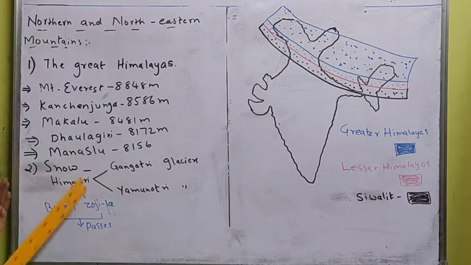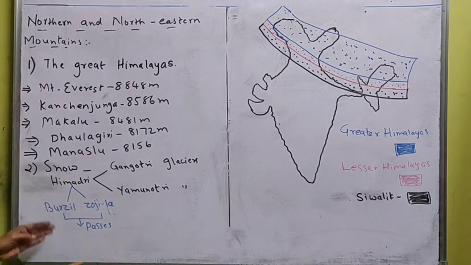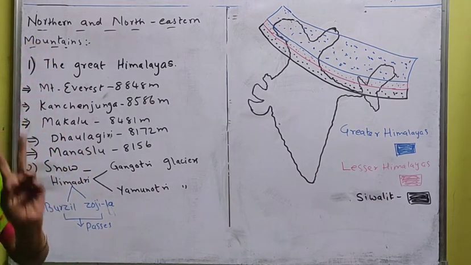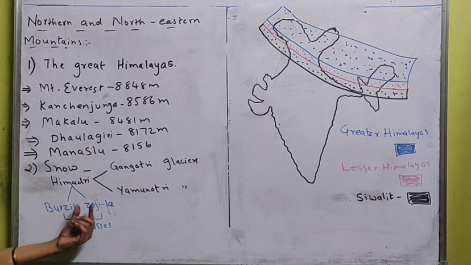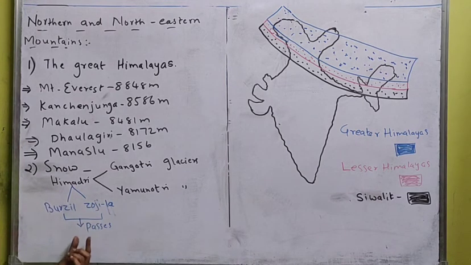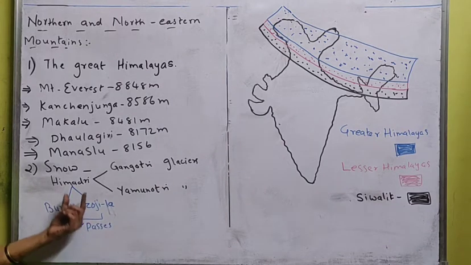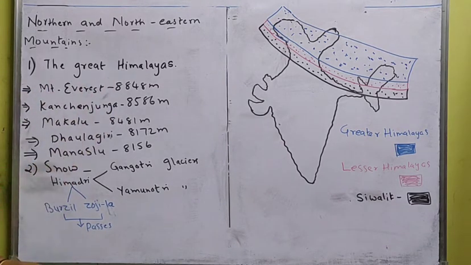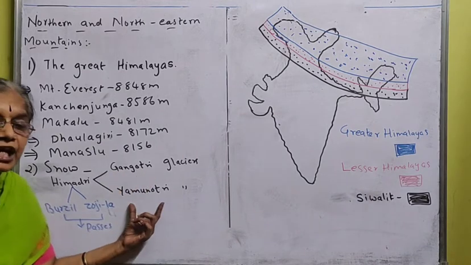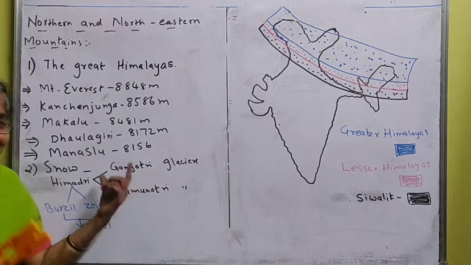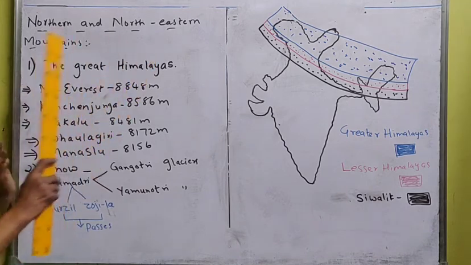In this Himadri you will find glaciers and passes. Many passes are there, but two important passes are Burzil and Zojila, the two important passes in the Great Himalayas. Glaciers include Gangotri Glacier and Yamunotri Glacier. This is regarding the Great Himalayas.